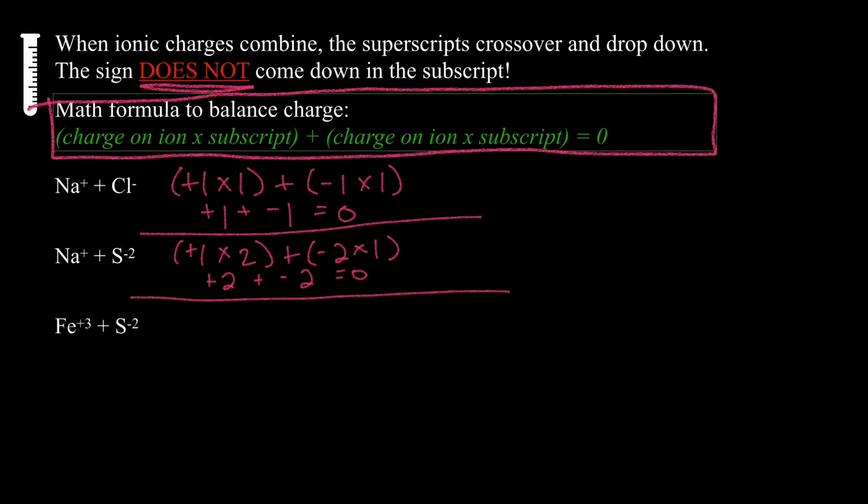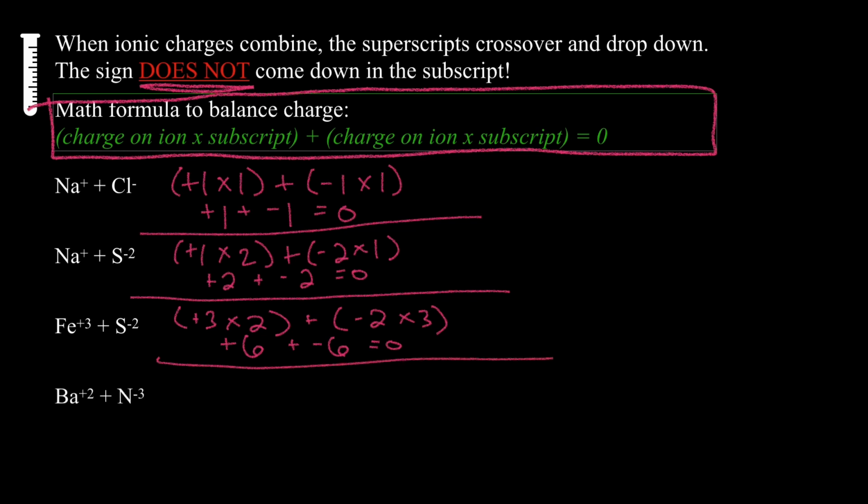What about iron 3 sulfide? Fe3+ S2-: plus 3 times 2, plus negative 2 times the 3, equals 0, because we have plus 6 plus negative 6. Ba2+ N3-: plus 2 times 3 gives positive 6, plus negative 3 times 2 gives us negative 6. So positive 6 plus negative 6 is 0.